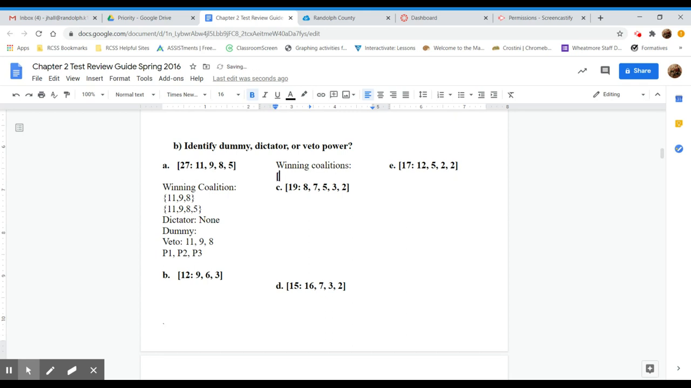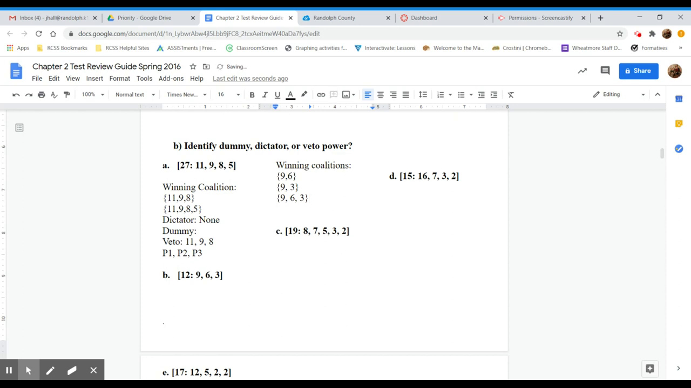So if I was to take 9 and 6, right, their sum is 15, which exceeds that quota, so they're a winning coalition. If I was to take 9 and 3, their sum is less than 12. Actually, no, 9 and 3 is 12. So I want to make it clear that that is also a winning coalition because their sum equals the quota. Now, 6 and 3 doesn't work, but 9, 6, and 3 does.